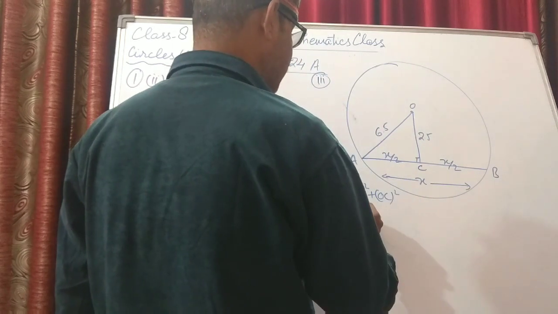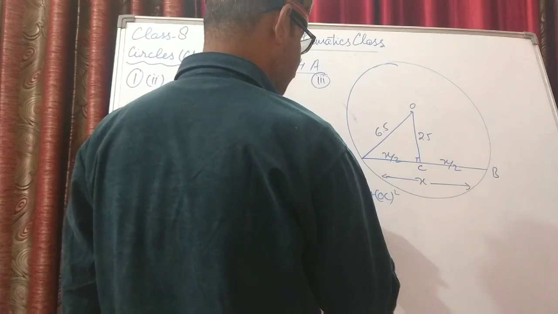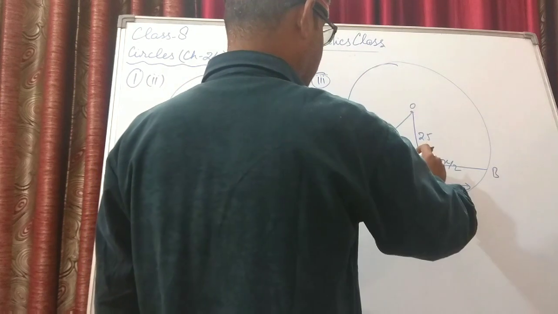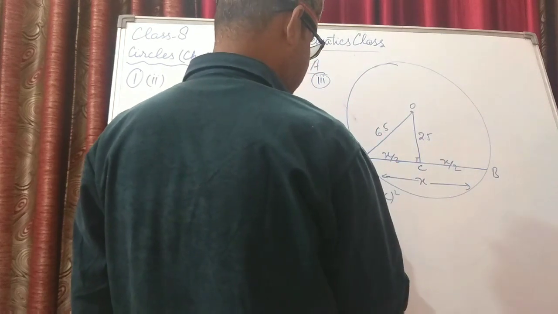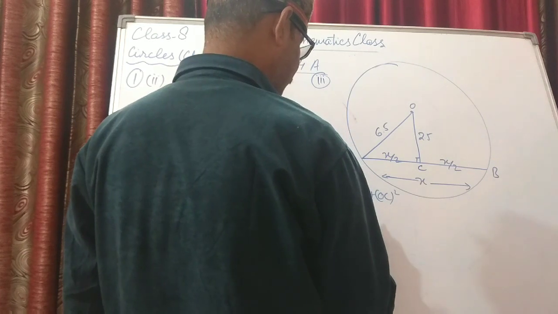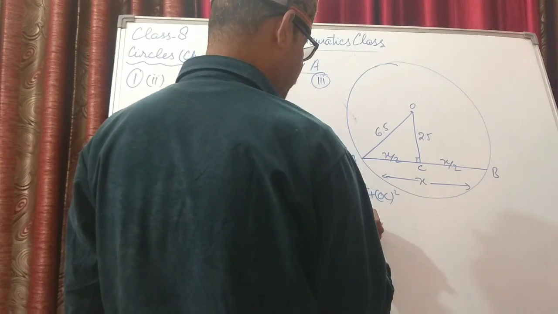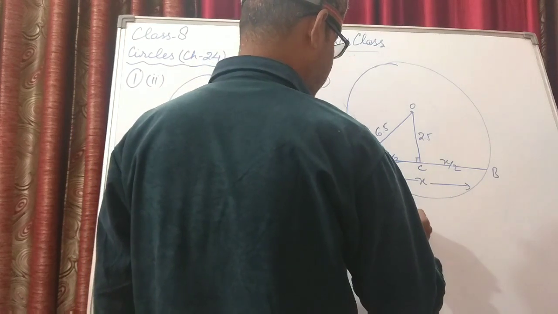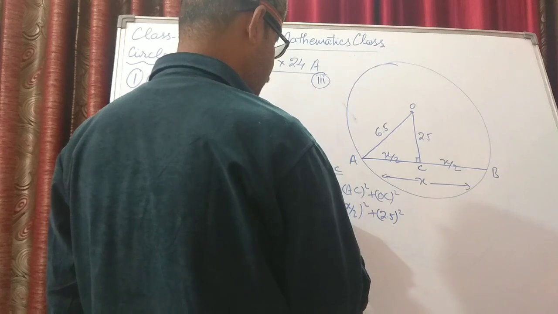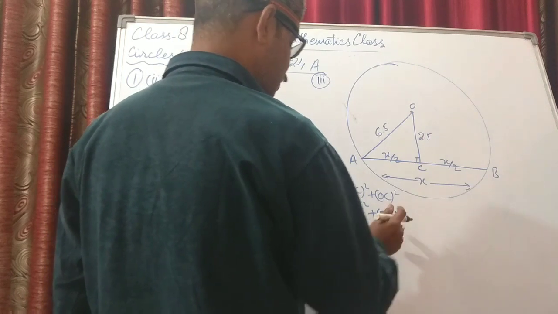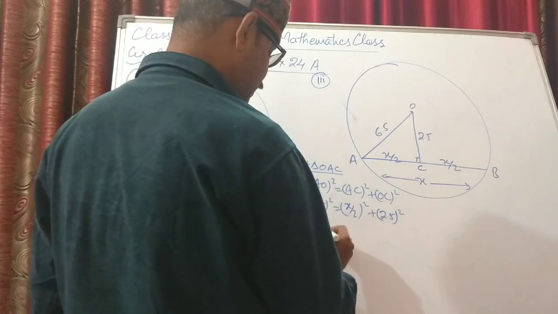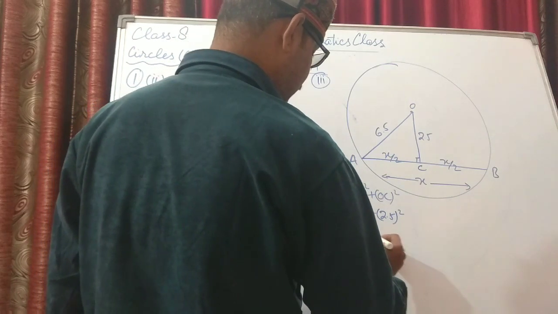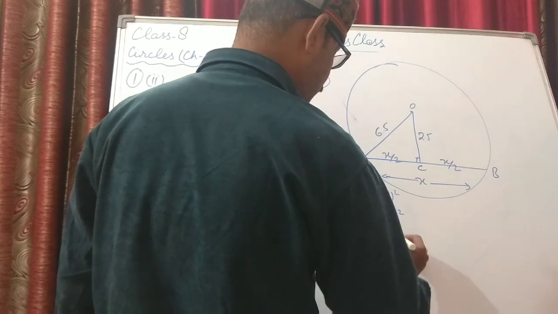Now AC is how much? Sorry, AC is X by 2, and OC is 2.5. So X by 2 square plus 2.5 square is equal to 6.5 square. This 2.5 square comes to the other side and becomes 6.5 square minus 2.5 square is equal to x upon 2 square.